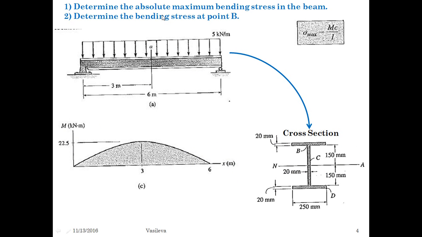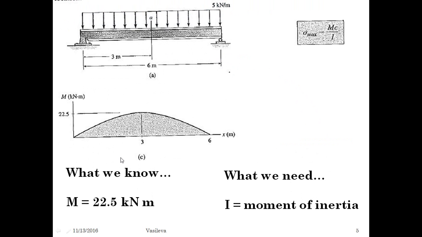So in this example, they want us to determine the absolute maximum bending stress in the beam and the bending stress at point B. So we have this beam, they've given us a bending moment diagram and the cross section if we were to look at the side view of this beam. So what do we know? Based on this bending moment diagram, in section A, if we were to cut it, our maximum internal moment is 22.5. And we can deduce that because at 3 meters we're at 22.5, and it's the peak of our parabola.